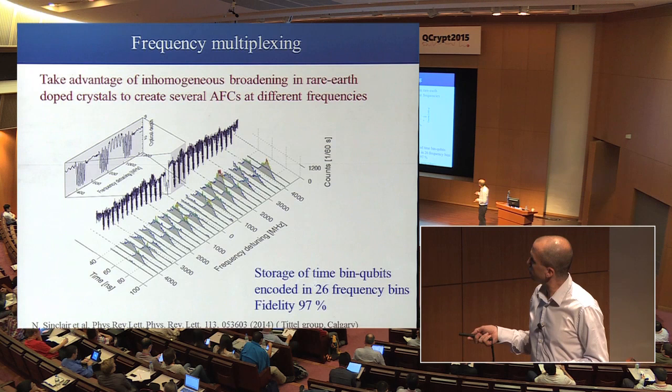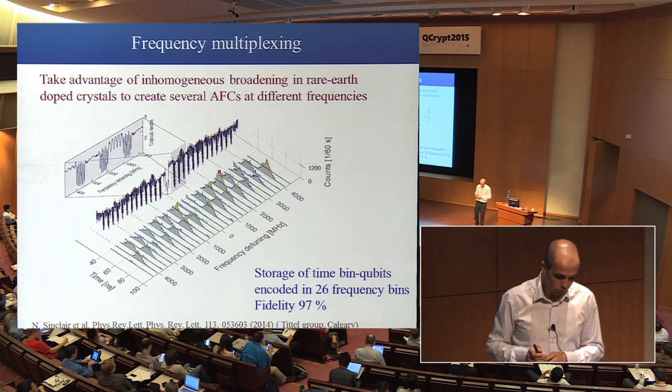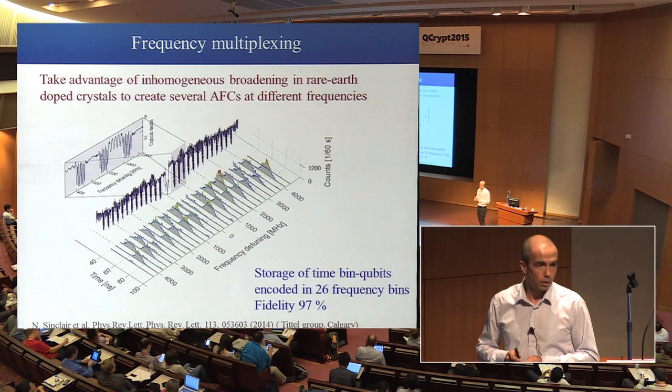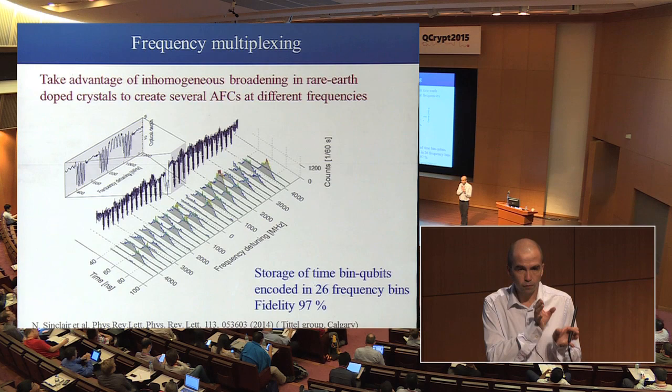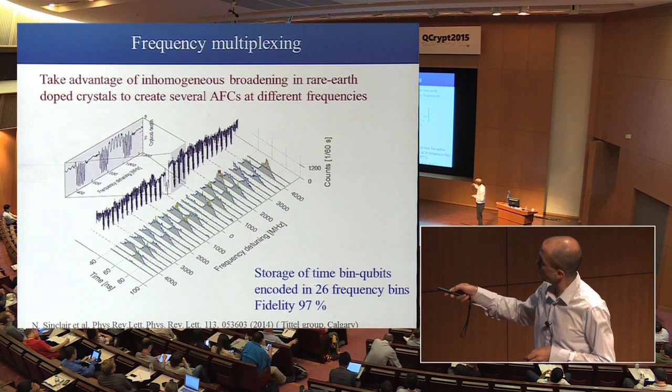And then the last possibility to do this multiplexing would be to use frequency multiplexing. So here the idea is you need to have an inhomogeneous system for this. Basically, this could be done with a rare earth doped crystal where you create different atomic frequency combs at different frequencies. This is what is done here, so you can see they create many different combs.